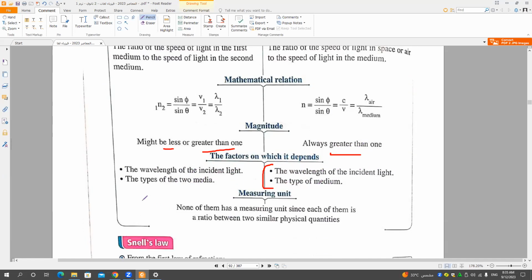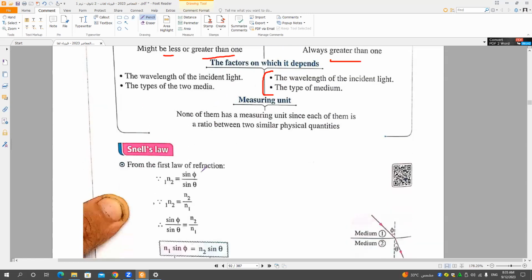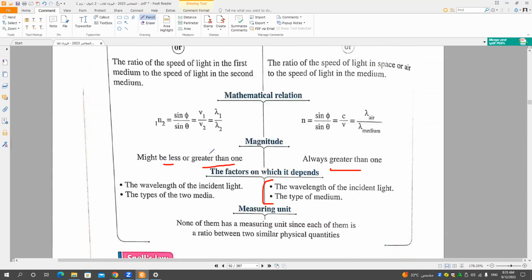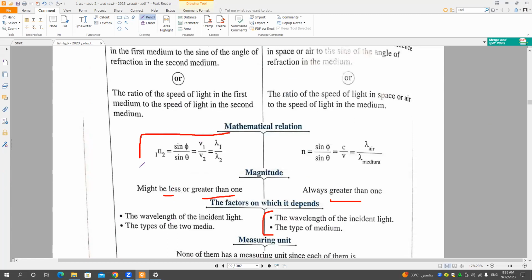Measuring unit: none of them has a measuring unit because both of them are ratios between two physical quantities of the same type. We don't have any measuring unit for the sine of phi and sine of theta. Speed over speed, meter per second over meter per second, meter over meter. So it has no unit, or is dimensionless. Snell's law is the same law.